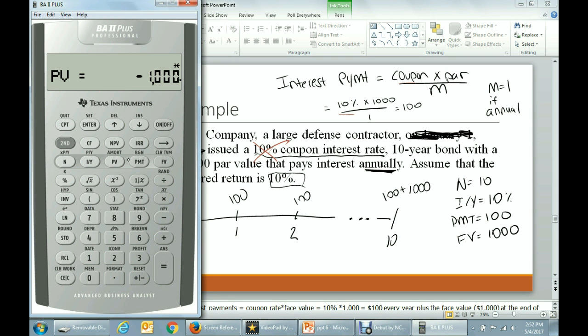If this bond is paying exactly the market interest rate, then it should pay the par value. So this bond is trading at par. If the current market price is equal to the par value of the bond, so this bond costs $1,000, the par value is also $1,000, this bond is trading at par value.